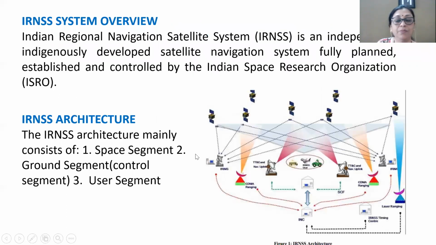Okay, now let us go to the next point. You should know what IRNSS is. IRNSS is the Indian Regional Navigation Satellite System. This is an independently developed satellite navigation system by India, established and controlled by the Indian Space Research Organization, that is ISRO. If you observe the architecture of IRNSS, it contains the same three segments: space segment, ground segment, and user segment.